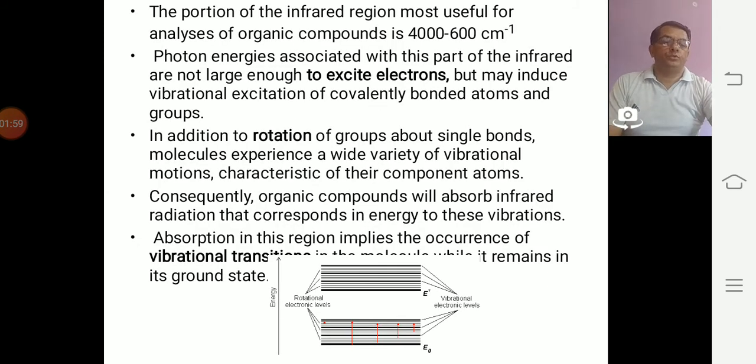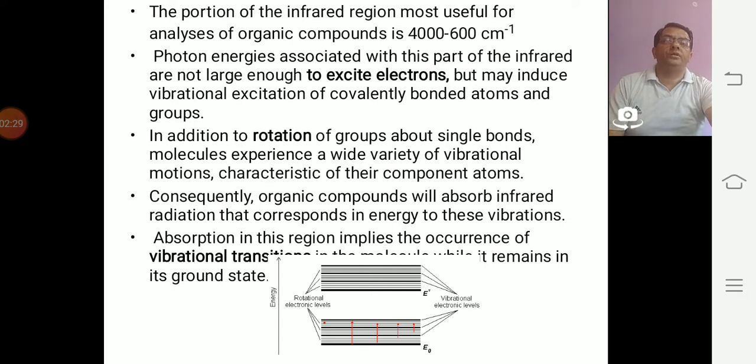And the portion of the infrared region most useful for analysis of organic compounds is 4,000 to 600 per centimeter. Photon energies associated with this part of the infrared are not large enough to excite electrons, but may induce vibrational excitation of covalently bonded atoms and groups.